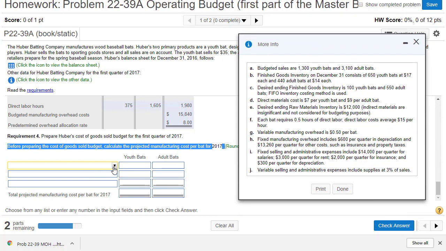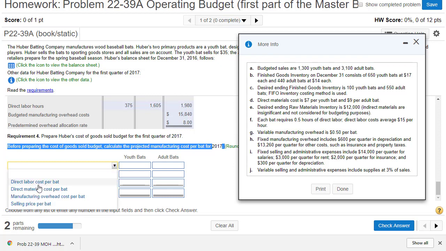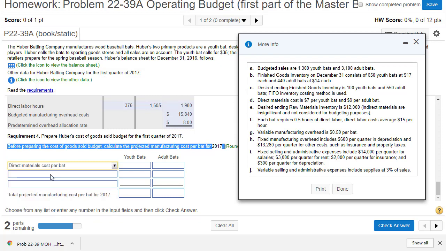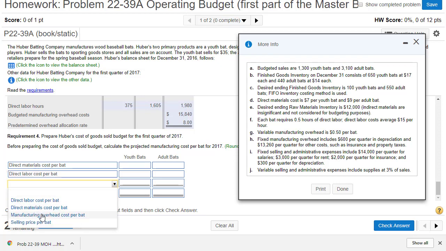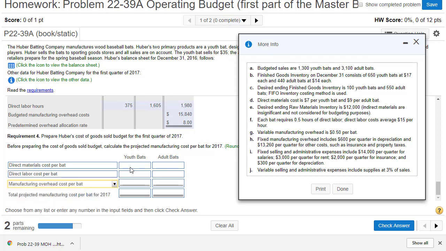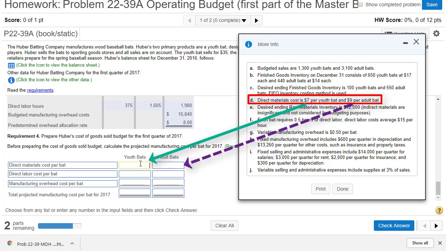What are the three different product costs? They are direct materials, direct labor, and manufacturing overhead. So the direct materials cost per bat is over here. Direct materials cost is $7 for a youth bat, $9 for an adult. So $7 for youth, $9 for adult.